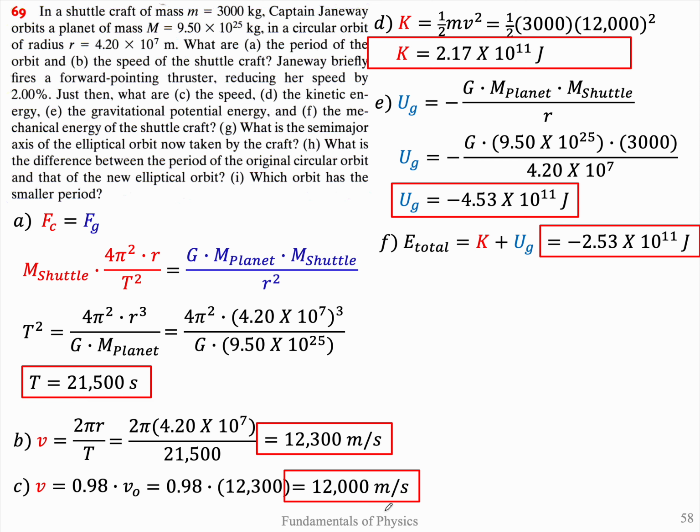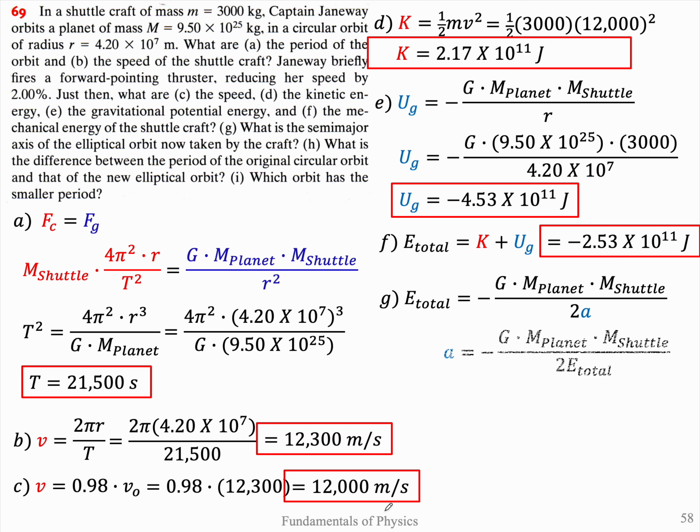G, what's the semi-major axis of that elliptical orbit now taken? And you might say, whoa, how do we jump from that? Well, again, don't forget the total energy of any orbit is given by this equation. In this case, we do know the total energy, and we can plug that in and solve for a, the semi-major axis. If you do that, you'll discover the semi-major axis is now this. Please notice that is significantly less than the original radius of our circular orbit.